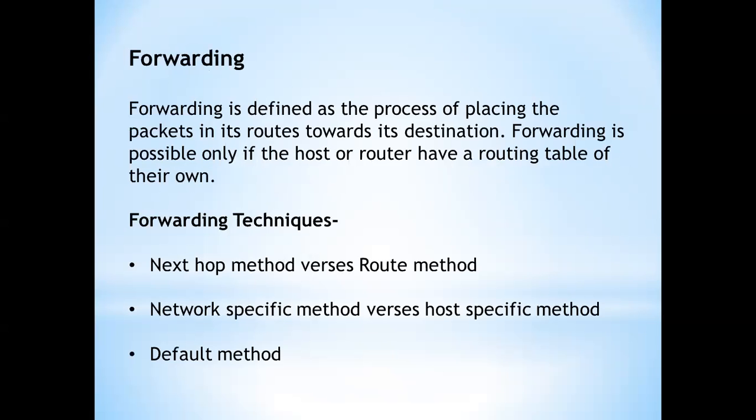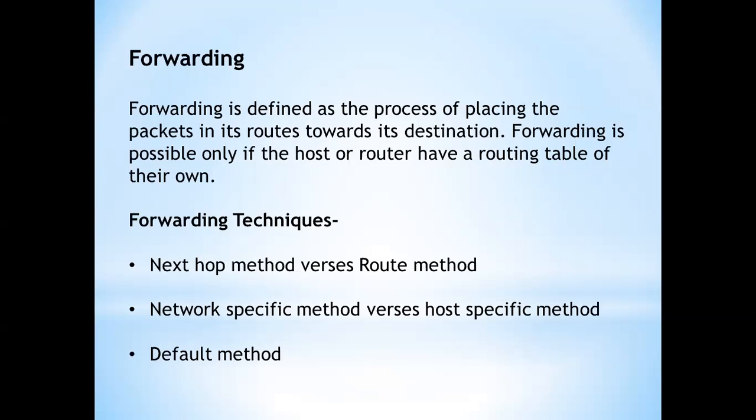Next is forwarding. Forwarding is defined as the process of placing a packet on its route towards the destination. Forwarding is possible only if a host or a router has a routing table of its own. A sender host or a router will refer to the routing table when it receives a packet, and from the table they will find the route to the final destination. But this simple solution has practically become impossible today in the internet environment due to the large number of entries required in a routing table.